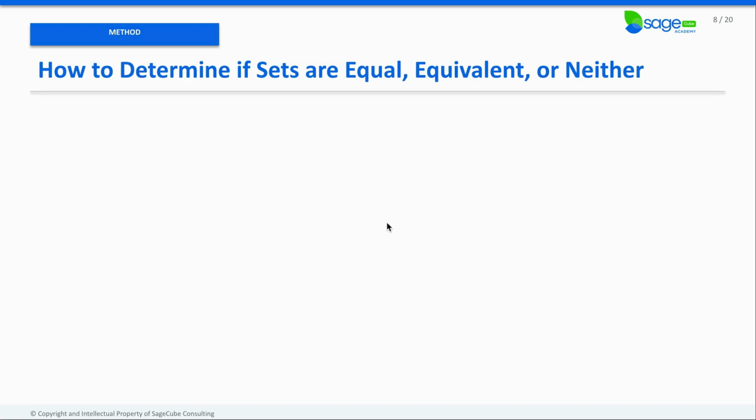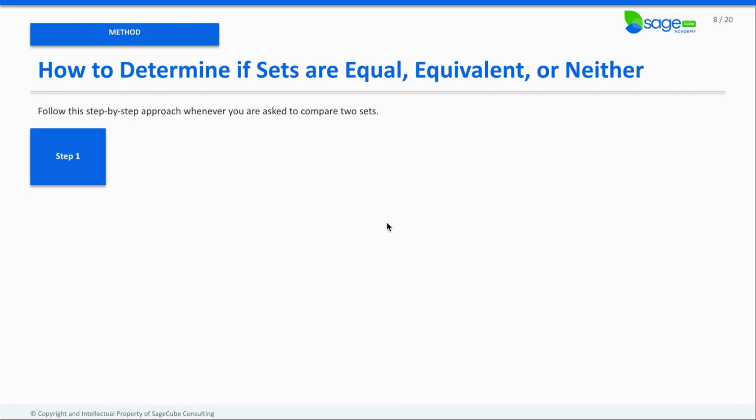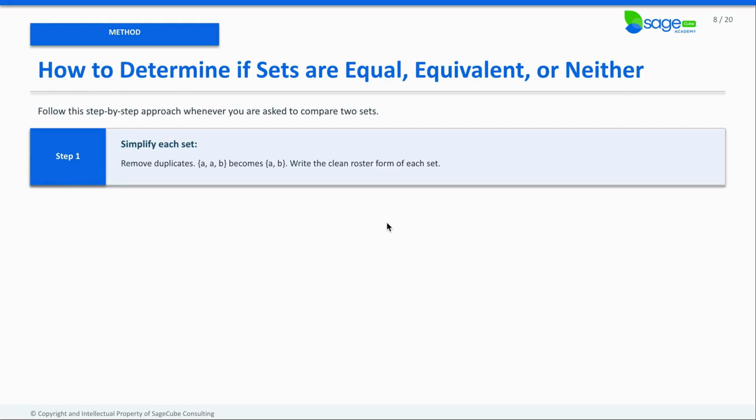Equal, equivalent, or neither. Okay, follow this step-by-step approach. Step 1, you're going to simplify each set. Here we take away all duplicates, forget about order, and write them clean. So we have A, B, B, it becomes what? A, B. We take away the duplicate. So we've written it clearly and cleanly in its roster form.